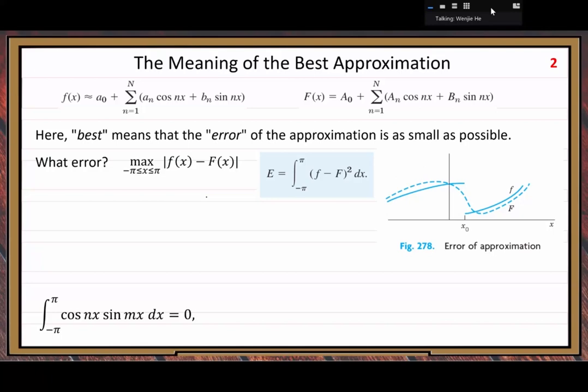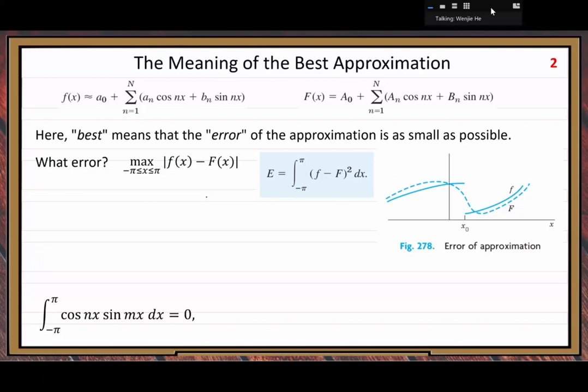That's not correct, right? So for that reason, here we use absolute value to remove the negative error case, negative value. So always positive. Here we use square to remove the negative case. All right. Then we take the integral of the difference square.